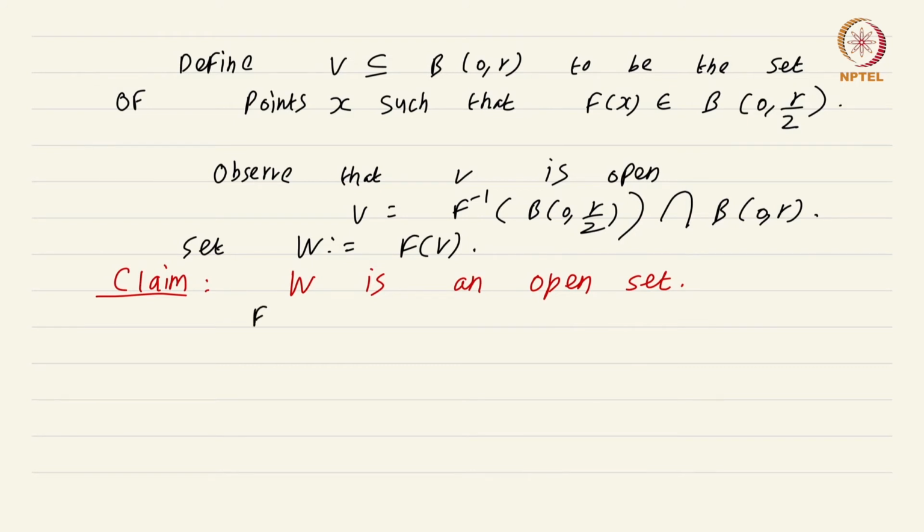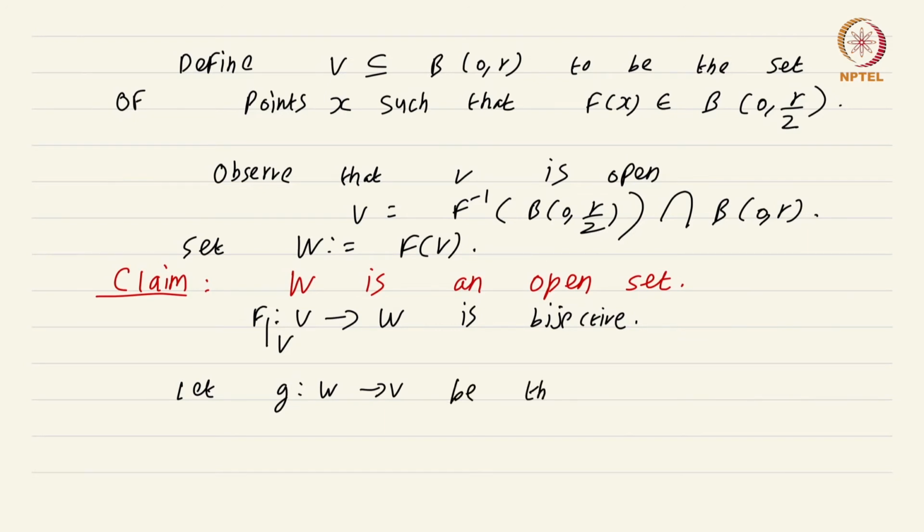We know that f from V to W is bijective. Okay, to be 100% precise, I must write f restricted to V from V to W is bijective. This is just the way we manufactured V and W. It's certainly onto because W is f of V. It's certainly injective simply because of the uniqueness part of the previous claim. Okay, now to show that this is an open set, what we are going to do is consider the inverse already. Let G from W to V be the inverse map.